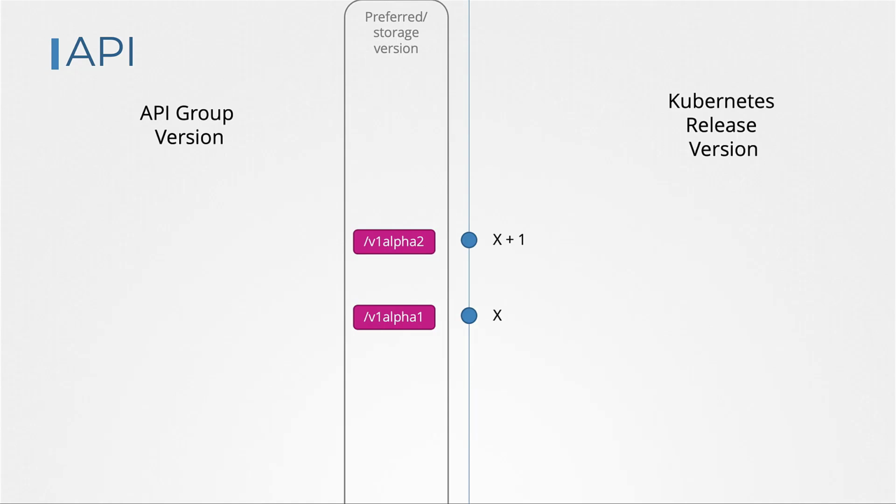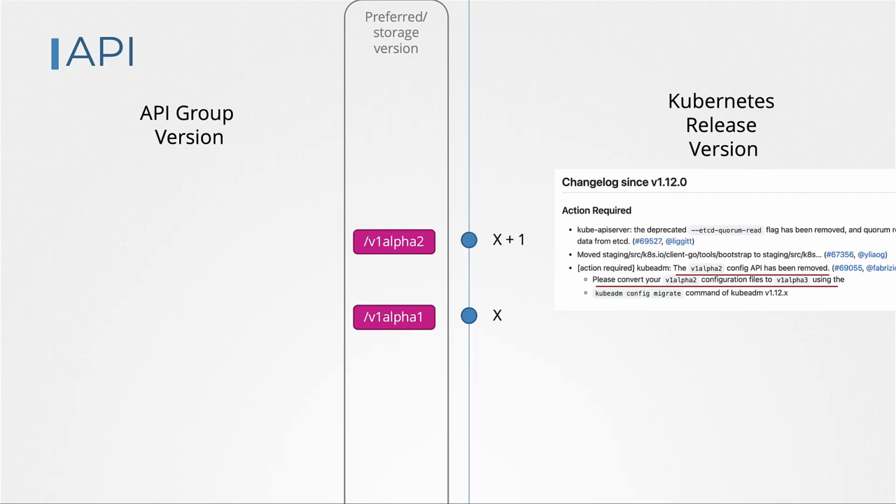So that may break things for those who had previously used the v1 alpha 1, as we discussed earlier in this video. And so you must mention this change in the release notes of that Kubernetes version. Here's an example of one such mention of the removal of the v1 alpha 2 config API, and the release note requests users to convert v1 alpha 2 to v1 alpha 3 in that example. We will talk about how to do just that a bit later in this video.